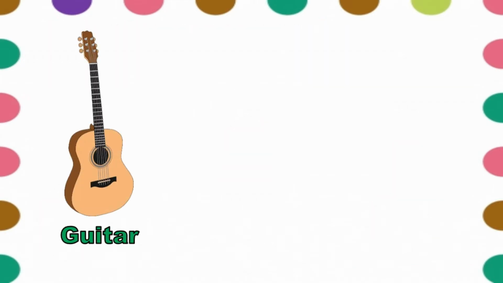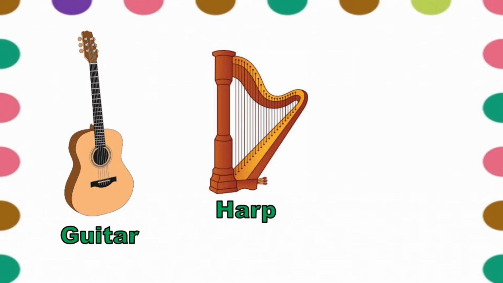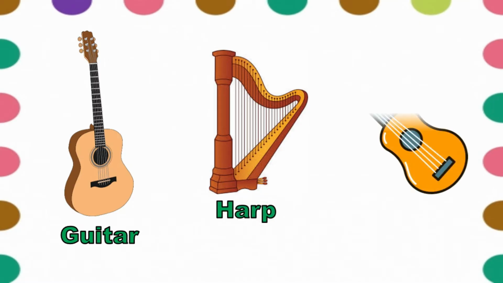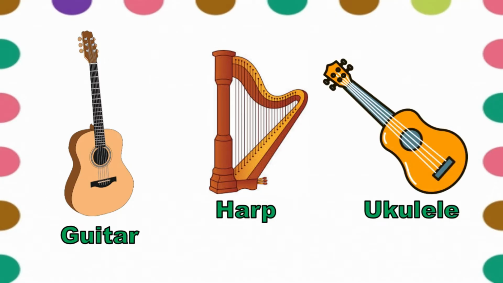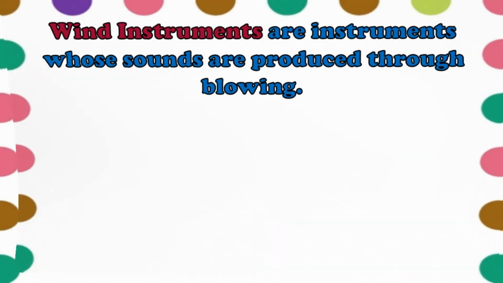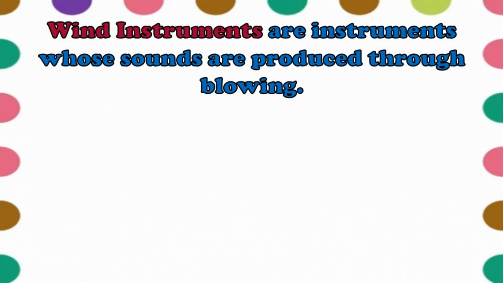Another string instruments are guitar, harp, and ukulele. What is wind instrument? Wind instruments are instruments whose sounds are produced through blowing.